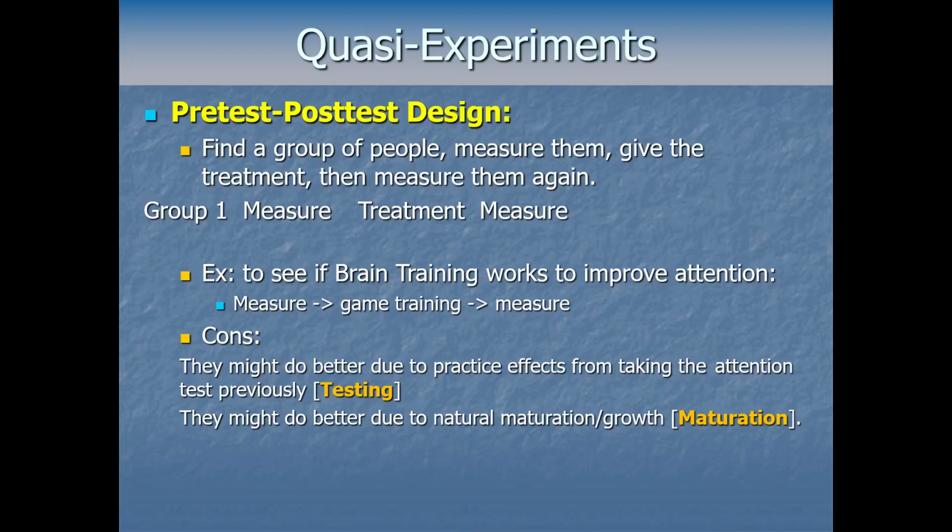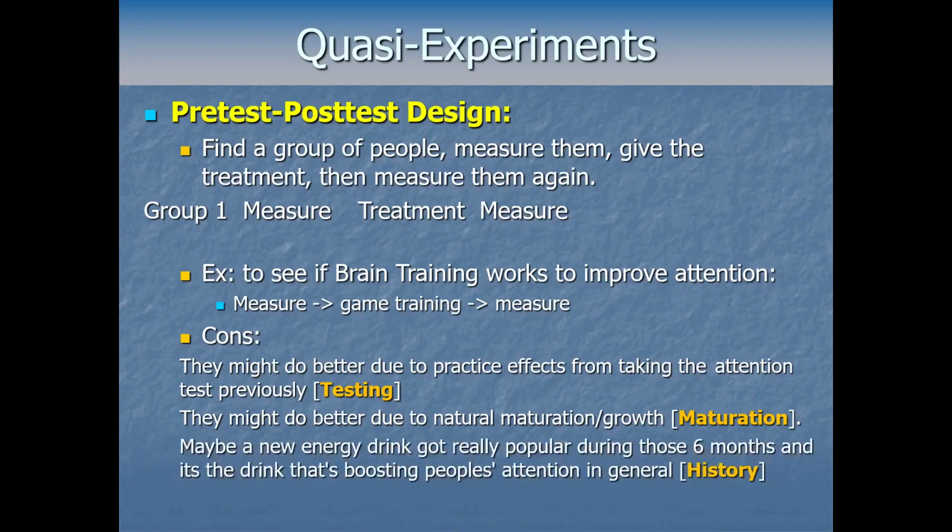Now this one might seem a little weird in the context of our attention study, but consider that the company might go out and choose to test adolescents for their study specifically because they know that adolescents are already going to get better at attention tasks as they get older. So they might kind of cheat in that way, knowing this. Or maybe some new energy drink got super popular right during the 6 months of the study, and it's the drink that's boosting people's attention in general. Just this kind of outside thing happening in the world that has nothing to do with our study's intervention.